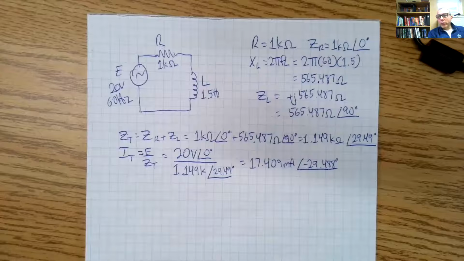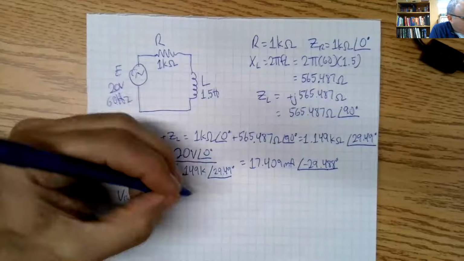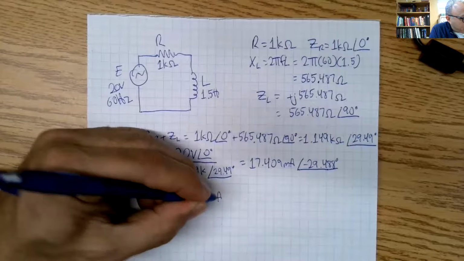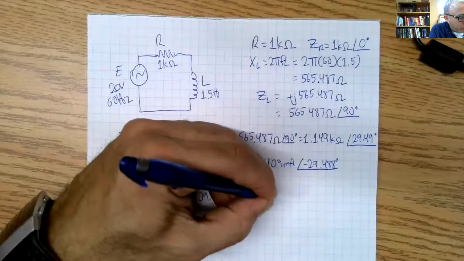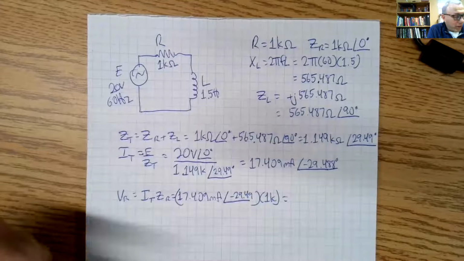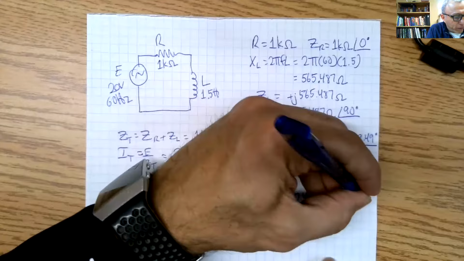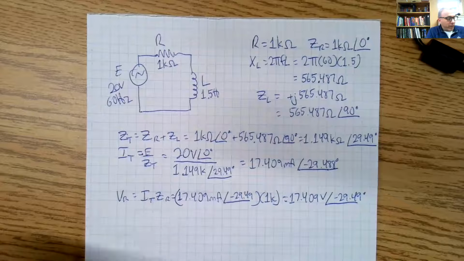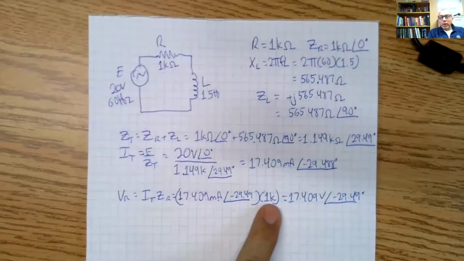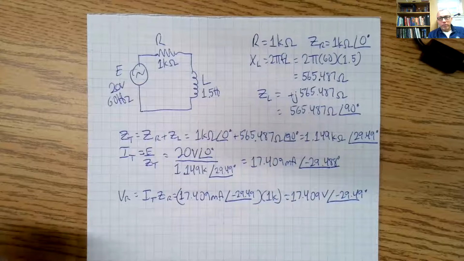Now for VR, we do what we did before, but it would be IT times ZR, which is 17.409 milliamps at an angle of negative 29.49 times 1K. All right, and if we did that on our calculator, we would get 17.409 volts, an angle of negative 29.49 degrees. Now, if you recall, we've said this before, that the voltage across and the current through a resistor are in phase. The reason is we are multiplying the current by a value with an angle of zero, and since we add the angle, it will come out the same. So VR and IR are in phase. Always remember that.